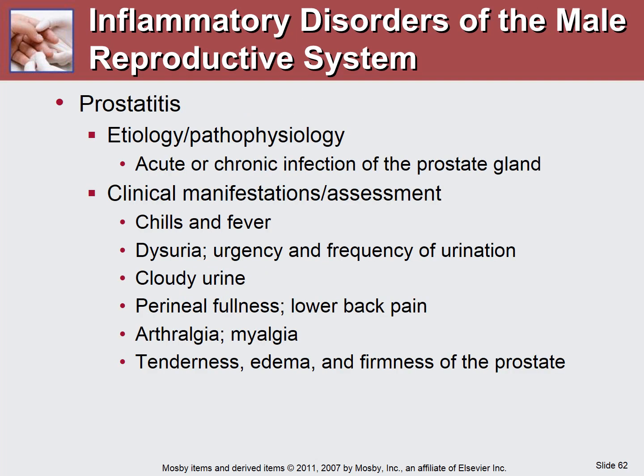Now we are going into inflammatory disorders of the male reproductive system: prostatitis. This is an inflammation of the prostate, an acute or chronic infection of it. It could be caused by sexually transmitted disease in young men, BPH in older men. Clinical manifestations are fever, chills, dysuria, urgency and frequency of urination, cloudy urine, perineal fullness, low back pain, arthralgia, myalgia, and there will be tenderness, edema, and firmness of the prostate.